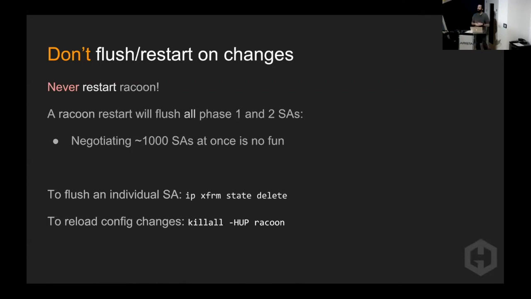Coincidentally, a lot of network shenanigans happened around that time. That was the reason. So if you want to flush an individual SA, you have tools to do it. Otherwise, you can just tell Raccoon to reload its config and it won't flush anything.